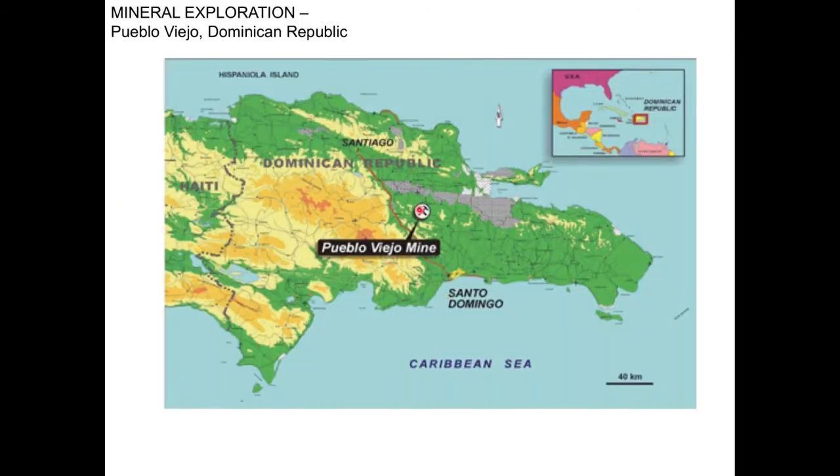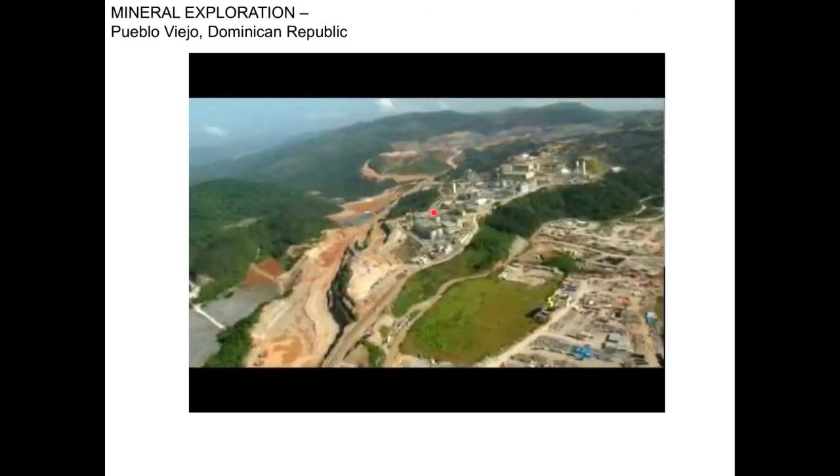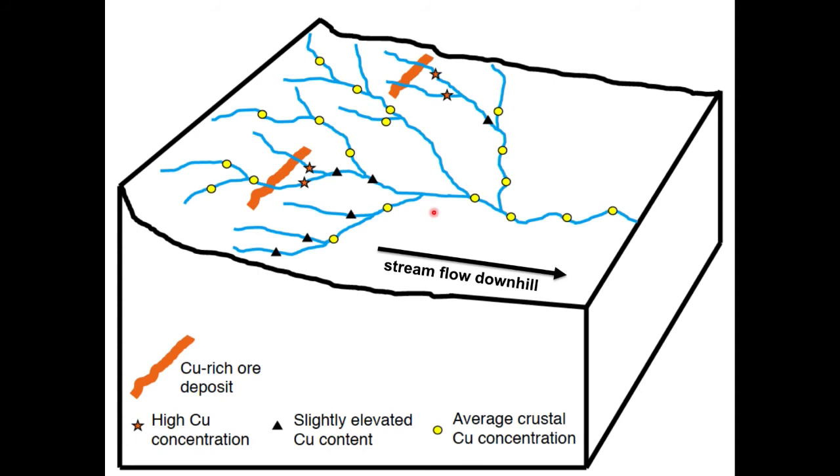The ore deposit there is known as the Pueblo Viejo mine, and it's an ore deposit that's been operating for several decades. And this is what it looks like from a helicopter. And the way that that ore deposit was found was by collecting samples of sediment or soil or dirt from streams at the ocean here on the right-hand side, and then progressively uphill.